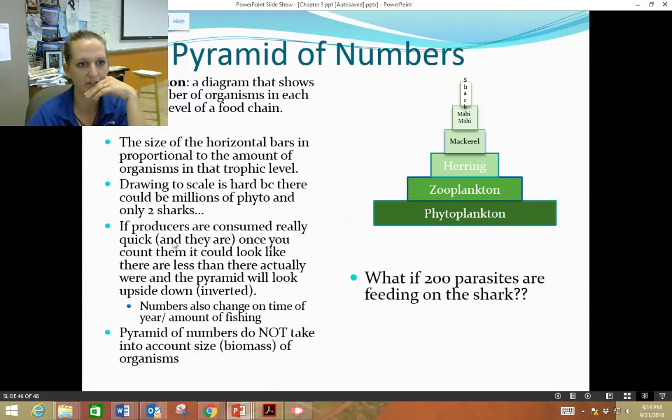I don't need to read all of these. I know you can read it. Pyramid of numbers. If there were 200 parasites feeding on the shark, you would have a higher bar at the top.